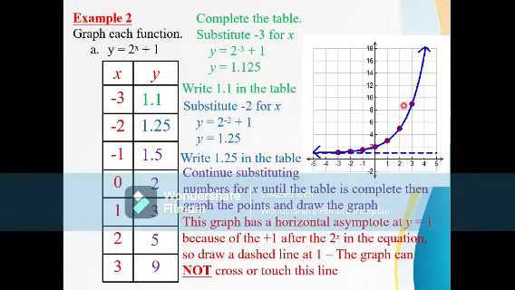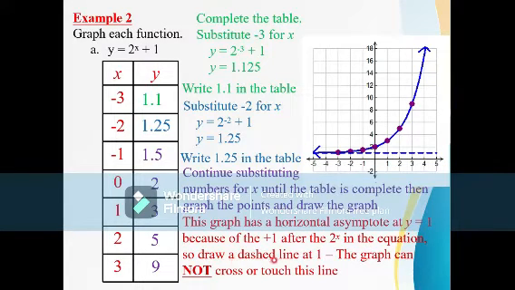Then we are going to connect all the points and draw a smooth curve, and we are going to place arrows on both ends. This graph has a horizontal asymptote at y is equal to 1. Again, as you can see here, this is the line of asymptote, y is equal to 1. Remember, this tells us the asymptote, because of the plus 1 after the 2 to the power of x. This is our k, or our asymptote.